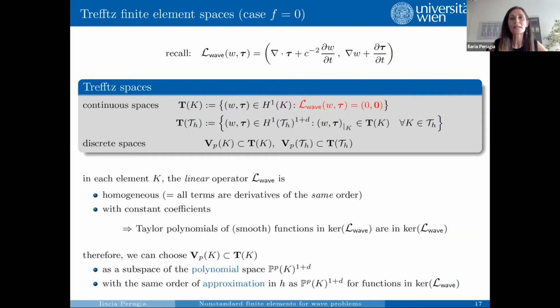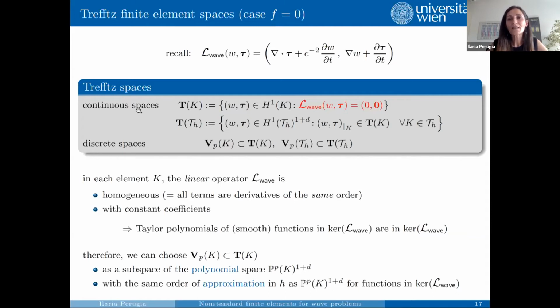So the problem is driven by initial and boundary conditions. And here I recall the definition of the wave operator. So this is my first order wave operator. So we have two components because I write it as a system, as a first order system. So here I define what I mean by Trefftz spaces.